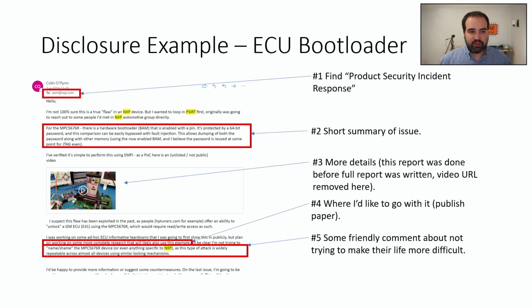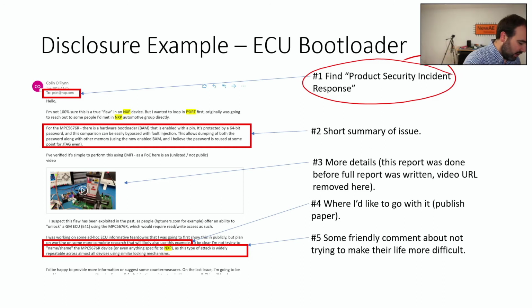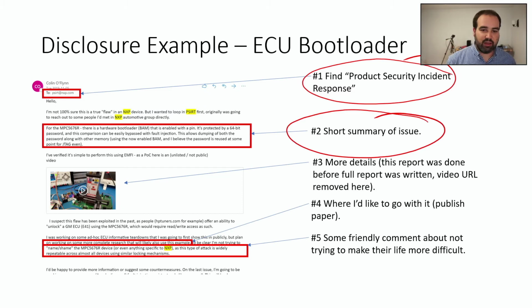So here's an example of a disclosure I did. This was for a paper that is in an event, SCAR, in November. Last year in 2019, I reached out to them. There's normally some product security incident response, so you find this security incident response email. I have a short summary of what the issue is. They want to know what group within the company this should reach. It's a huge company, and I'm looking at a specific chip, so I give them a short summary to make sure it gets directed to the correct area.